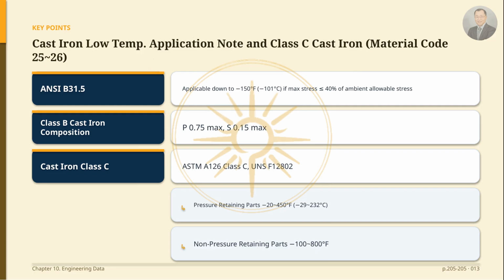Next, material code 26 cast iron is ASTM A126 Class C, UNS F12802. Pressure-retaining components are used from minus 20 to 450 degrees Fahrenheit, minus 29 to 232 degrees Celsius, and non-pressure-retaining components are used from minus 100 to 800 degrees Fahrenheit.